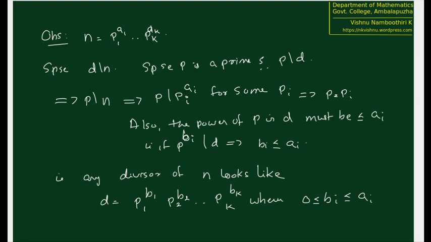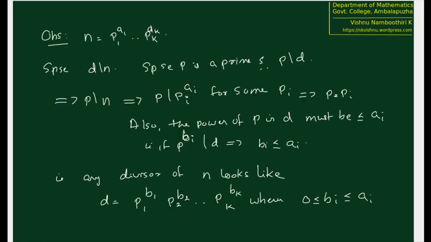So to find all the divisors of n, what do we need to do? We need to vary b1, b2, b3, etc. between 0 and ai, and corresponding to each choice of bi, we will get different divisors. So that is the conclusion of this discussion. Now we are going to apply this in the following problem.